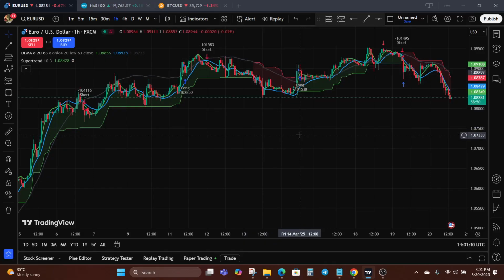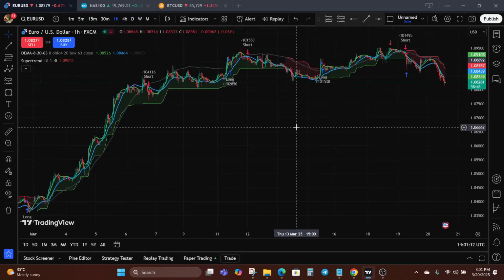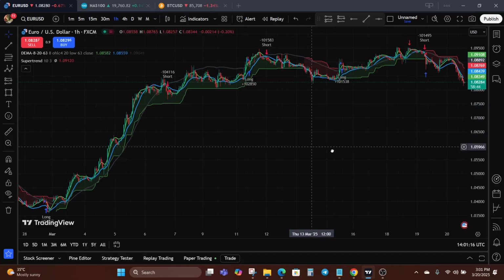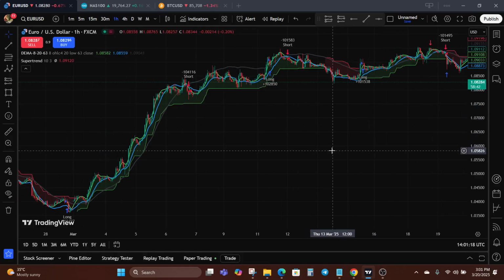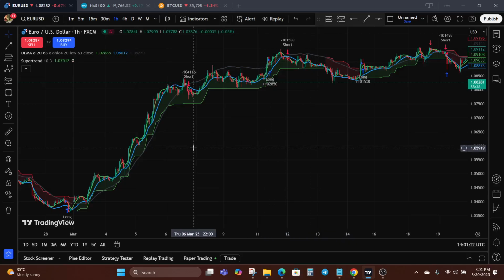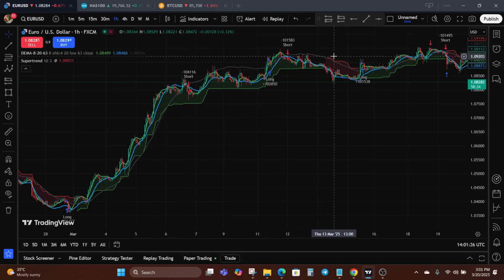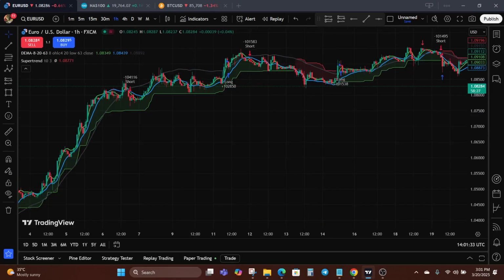So the SuperTrend actually works by helping you determine when to stay in a trend and when to exit. Okay, it provides simple and actionable signals by flipping colors, right, from green, which is a buy signal, to red, which is a sell signal. It's a powerful tool for traders who want to follow the trend with confidence. Okay, so how do these two indicators work together? It's all about trend confirmation, basically.